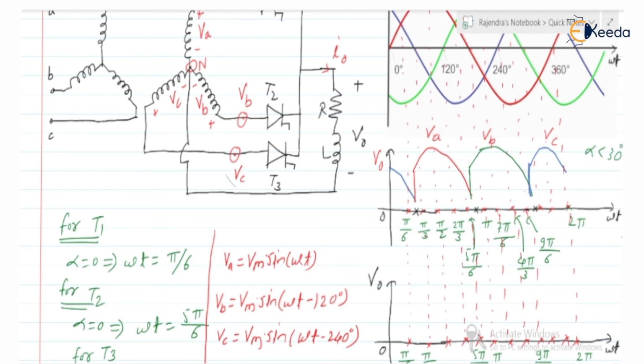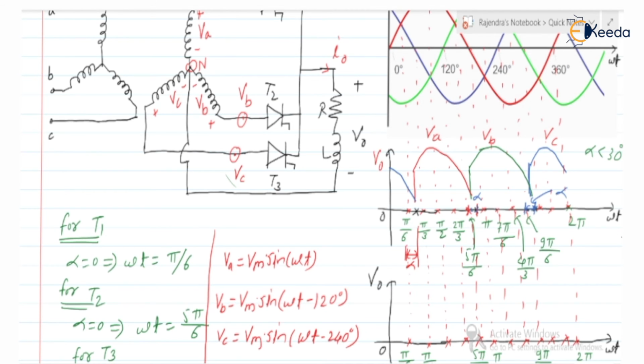Please try to understand this angle is alpha, this angle is alpha. Similarly, this angle is also alpha, from pi by 6, 5 pi by 6 to this instant. This angle is also alpha. We can denote it like this. So this angle is alpha for thyristor T2, and similarly this angle is also alpha.